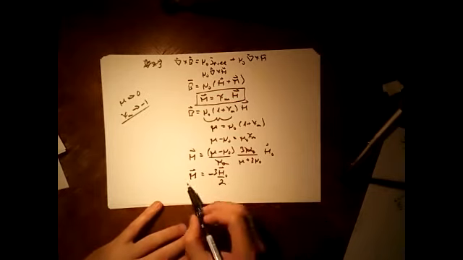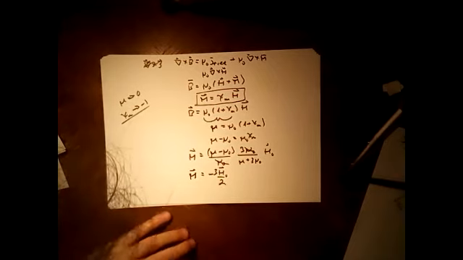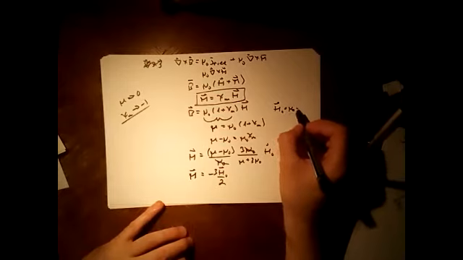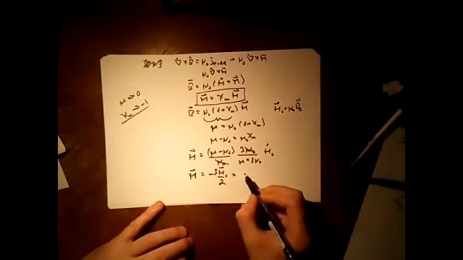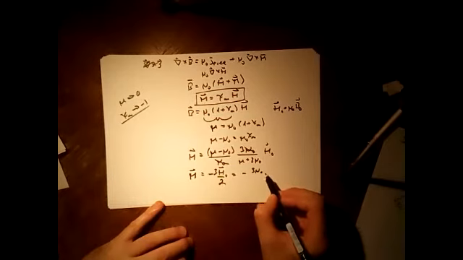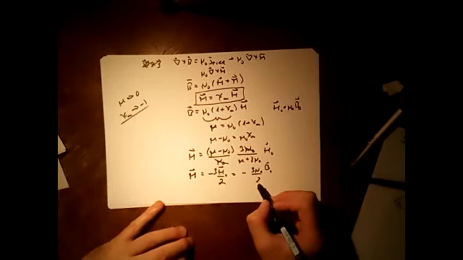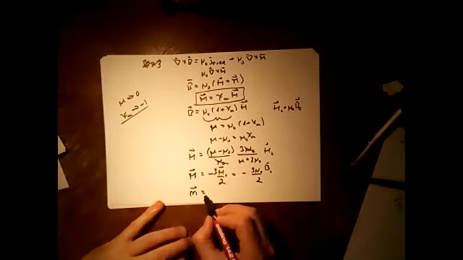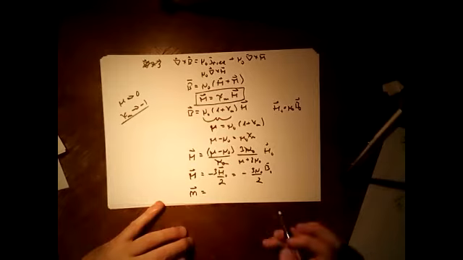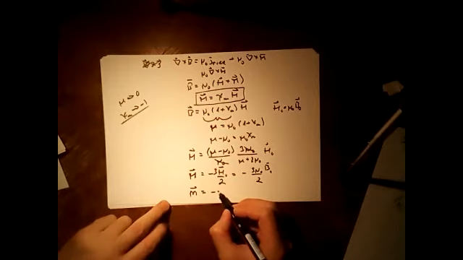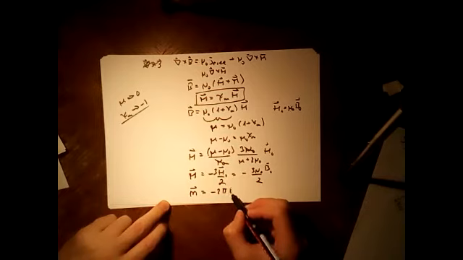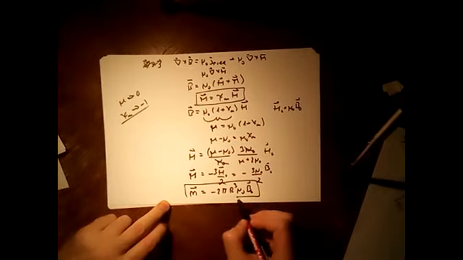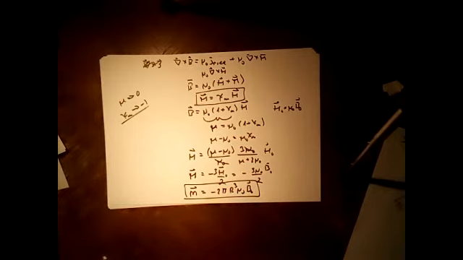But then I will use the fact that B0 is mu 0 H0, so I will write this in terms of B0 over 2. The other important thing that I will do is express the magnetic dipole moment, and that magnetic dipole moment ends up being minus 2 pi r cubed times B0. So that's where we are at.